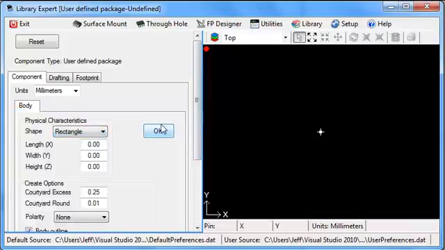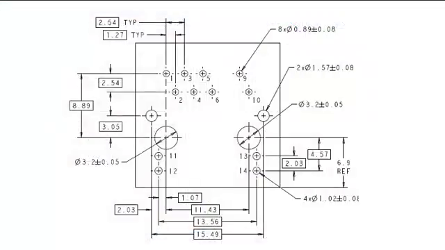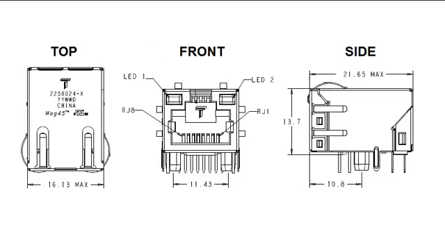And next we'll go take a look at the manufacturer's data sheet so we can fill in the X, Y, and Z dimensions. The manufacturer's data sheet gives us a general idea of the board layout. We get our X dimension from the top view, 16.13 millimeters. We get the Z dimension from the component height, shown in the side view as 13.7.